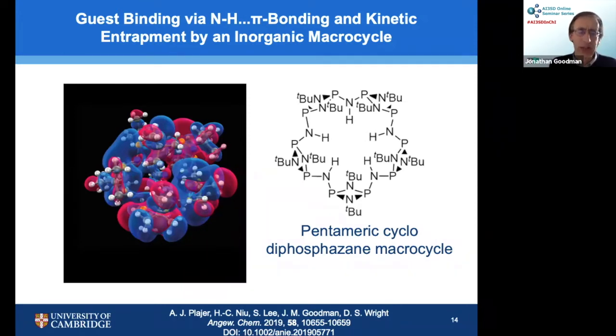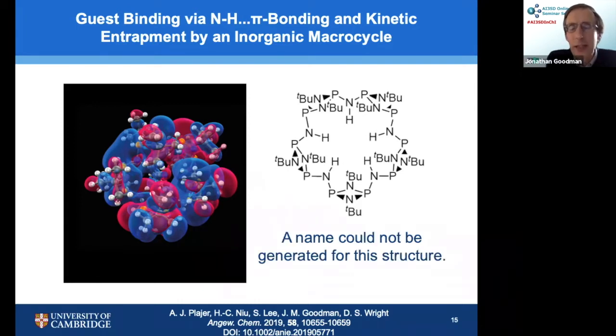Usually when I'm trying to make a name for a paper nowadays, I just draw it into ChemDraw and use the structure-to-name feature. If you do that with this molecule, then ChemDraw helpfully tells you a name could not be generated for this structure. I'm sure there is an IUPAC name for this structure, but it's not one which is easily accessible.